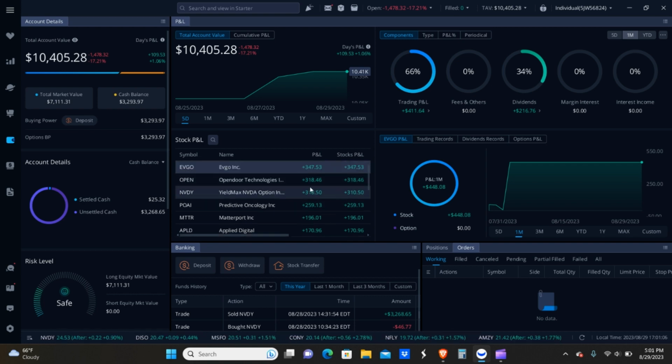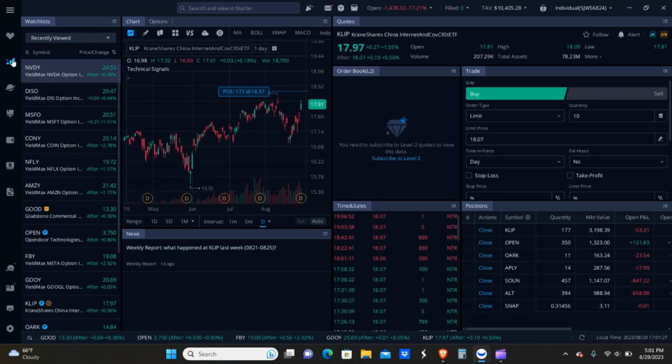As I told you guys before, I recently took profits on NVIDIA. This is the profit combined with the dividend. Opendoor 318, that's actually not accurate because I'm currently in an unrealized profit. But if I wasn't in that trade, it would still be around $200. EVgo 350. So what is the overall idea here with swing trading?